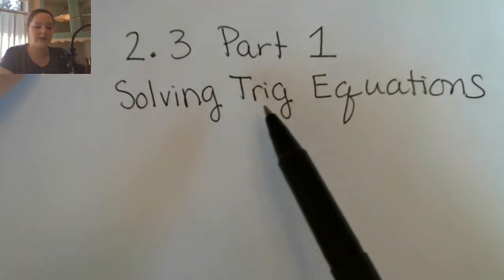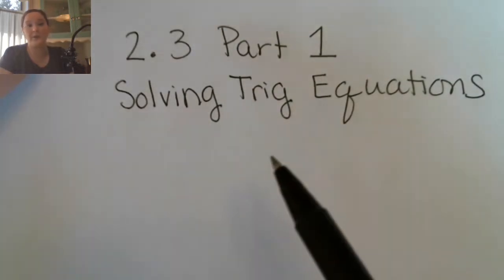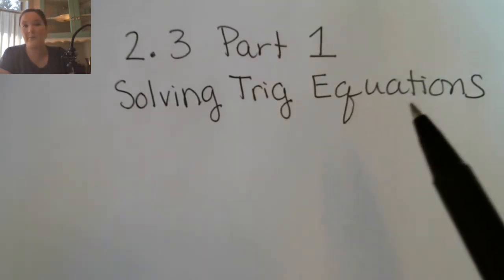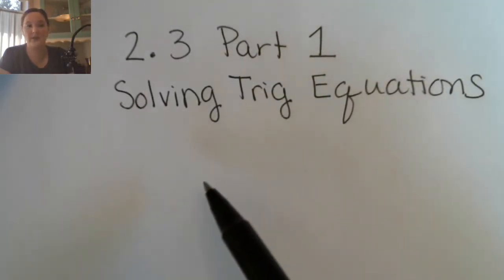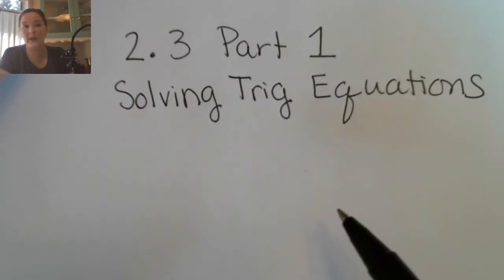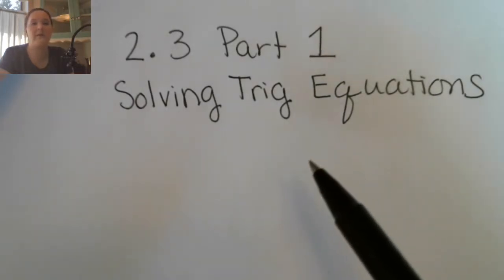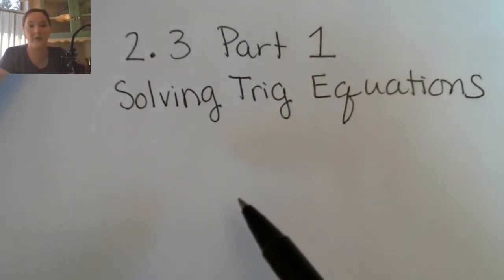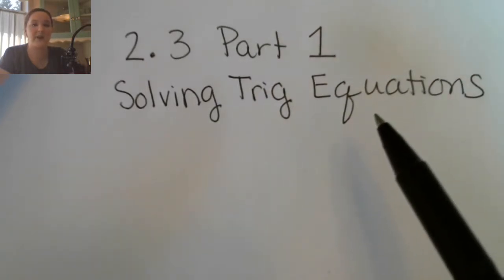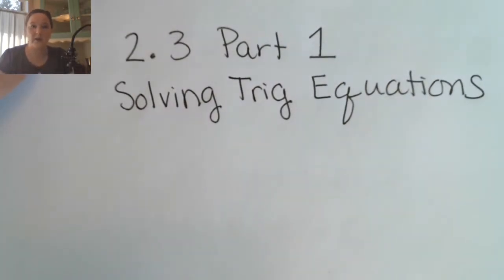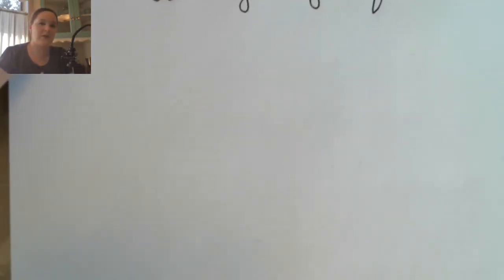I do want to tell you that this section, both parts 1 and 2, relies very heavily on you remembering the basic triangles, the 30, 60, 90, and the 45, 45, 90. If you're forgetting about those or you don't think you have them memorized, you really need to go back and review this, because otherwise you're not going to understand how I'm solving the equations. So the first thing we're going to do is just look at an example.